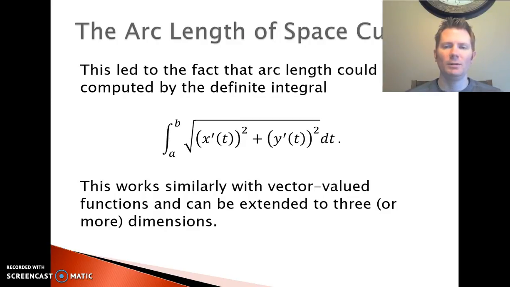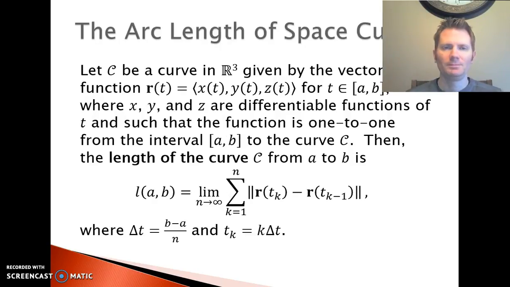This same idea works with vector valued functions for 3 dimensions, for 4 dimensions, as many dimensions as you would like. So here's the formal definition from your text. If C is a curve in R3, given by the vector function r of t equals x of t, y of t, z of t, for t in some interval from a to b, where x, y, and z are all differentiable functions of t, and the function is 1-to-1 from the interval a b to the curve C, then the length of the curve C from a to b is given by that expression. It's L of ab, the limit as n goes to infinity of the sum from k equals 1 to n of the magnitude of that vector difference. Remember, those vectors, if we consider them position vectors, will point to an endpoint located on the curve, and so we're finding the magnitude of the vector that goes between those two endpoints.